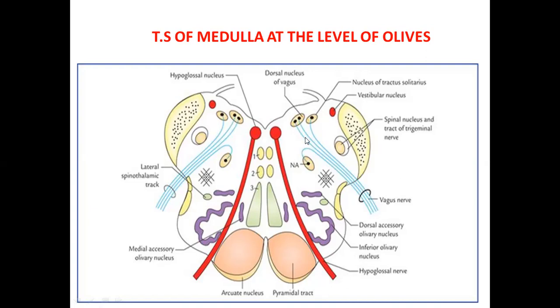So from medial to lateral, the central gray matter contains the following nuclei: hypoglossal nucleus, dorsal nucleus of vagus, nucleus of tractus solitarius, and vestibular nucleus.